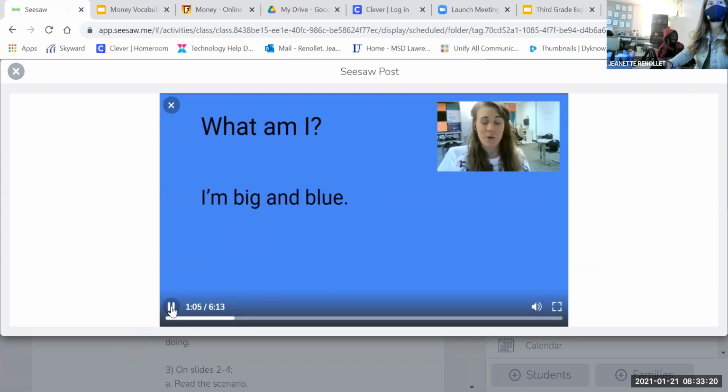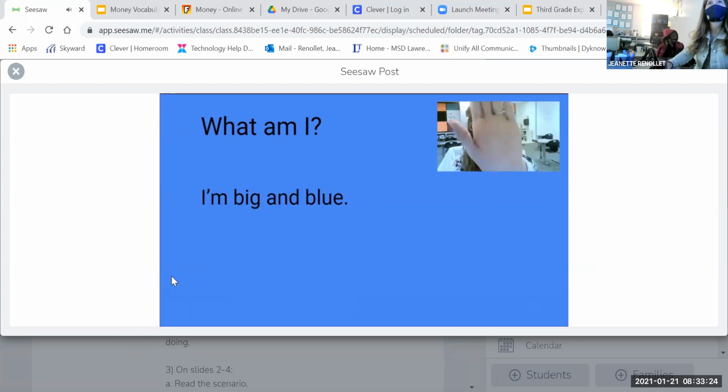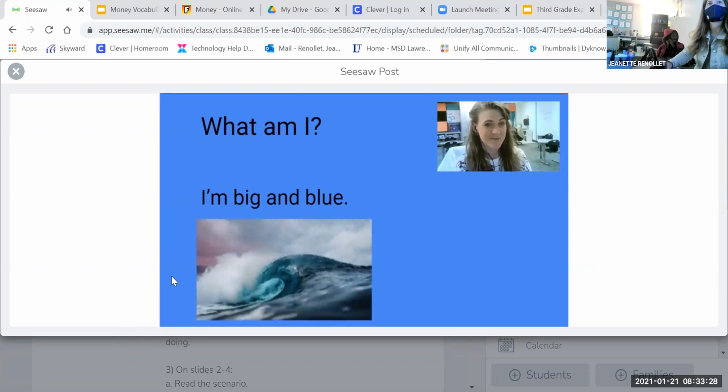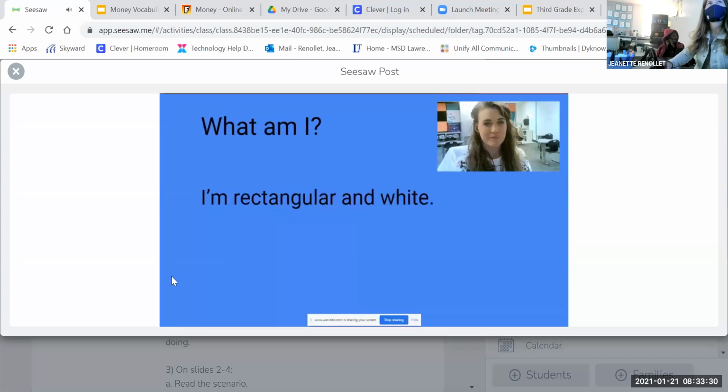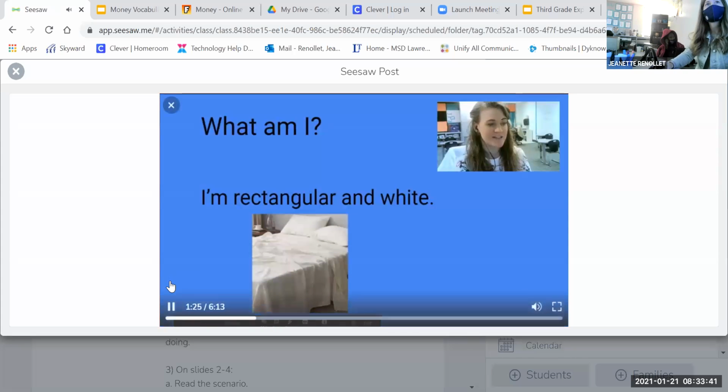Let's see. What am I? Share your ideas with your class. I am the ocean. How'd you do on that one? Last one. I'm rectangular and white. What am I? Share your ideas with your class. A bed sheet. Did you get that one right?